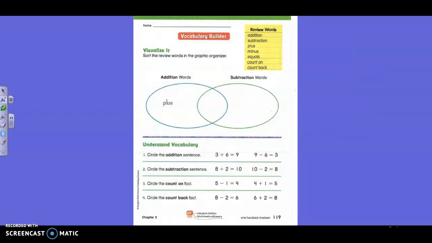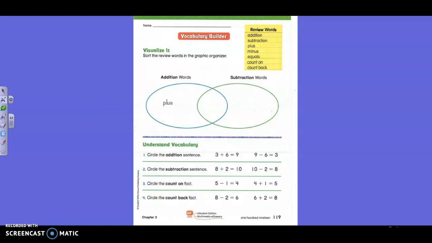Really. Next page, vocabulary. Sort the review words in the graphic organizer. These review words must have been vocabulary words that you have had in the past if you have been at this school. Okay?